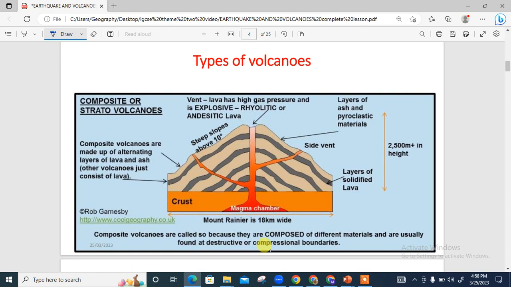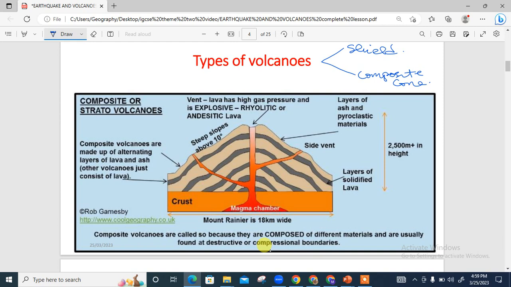So quickly, what are the types of volcanoes? There are usually two types of volcano your syllabus expects you to know: the shield volcano, and the composite cone volcano, which is usually referred to as the stratovolcano. Looking at the composite cone volcano, usually in the exam you'll be asked to differentiate between a composite cone volcano and a shield volcano, and also to identify the type, usually from a diagram.